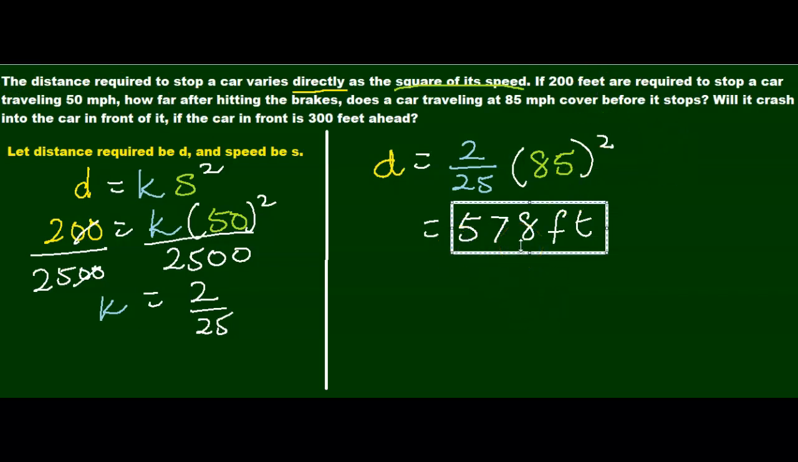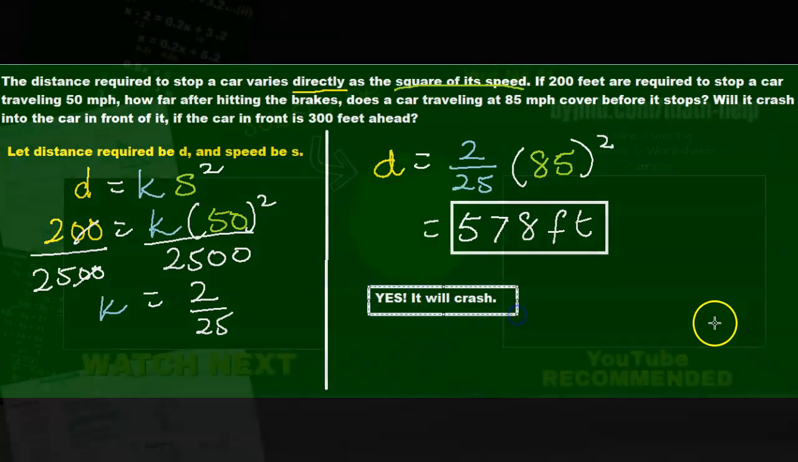So yes, that makes sense that it takes a longer distance to stop for a car traveling at a faster speed. Now, will it crash into the car in front of it if the car is 300 feet ahead? Yes, it is going to crash because it takes a much longer distance than that 300 feet for the car traveling at 85 miles an hour to stop. In fact, it will probably crash quite hard.